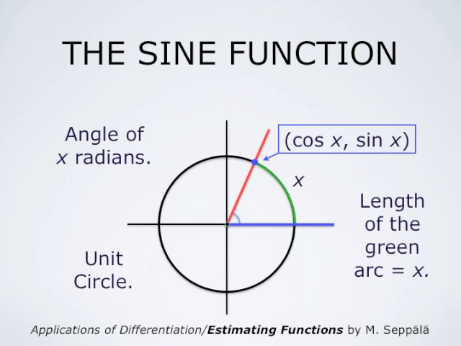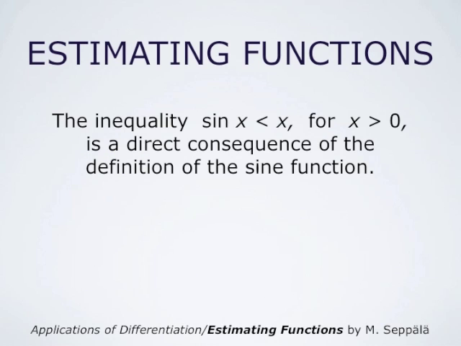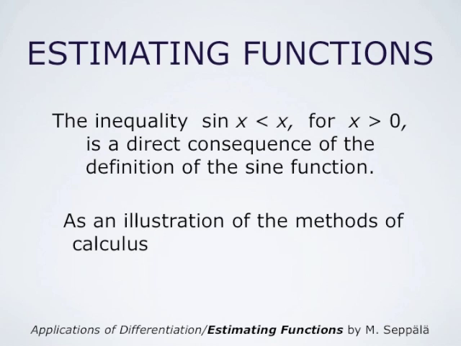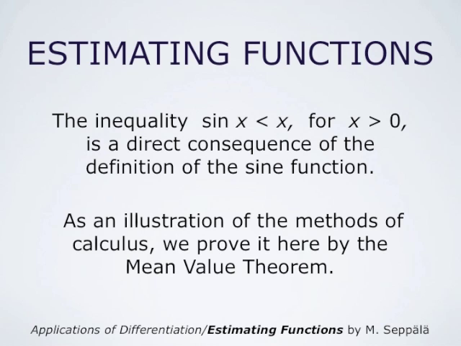The green circular arc joins the blue dot to the x-axis but does not go straight. This means that the inequality sine of x is less than x for x positive is a direct consequence of the definition of the sine function, and we would not need any further proof for that. But as an illustration of the methods of calculus, we prove it here by the mean value theorem.